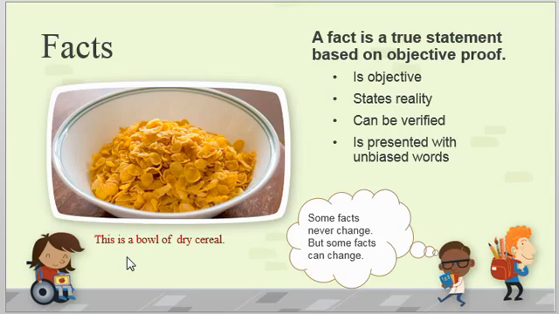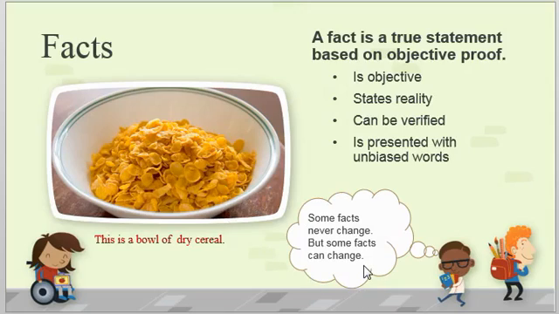Here is a factual statement. This is a bowl of dry cereal. We can see the cereal and it doesn't have any milk on it. If we had the bowl in front of us, we can prove that it's dry cereal by touching it and feeling that it isn't wet.